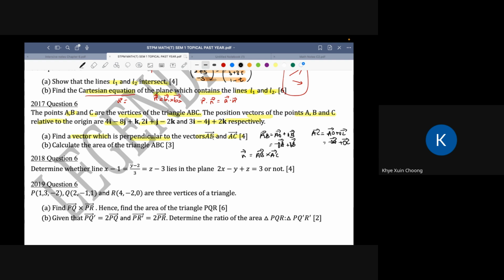Then you can find the area of triangle ABC. If you notice, I have the formula. For the triangle, you just directly apply the formula. It should be equal to half of AB cross AC. So just now you found the normal vector, right? Actually, it's just the magnitude of the normal vector divided by 2.